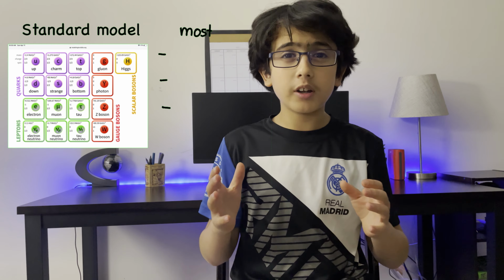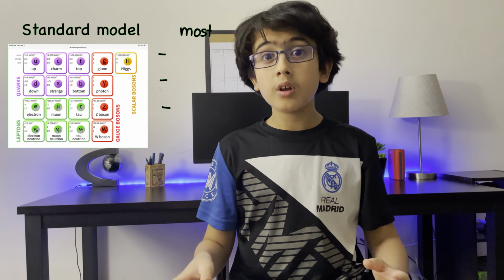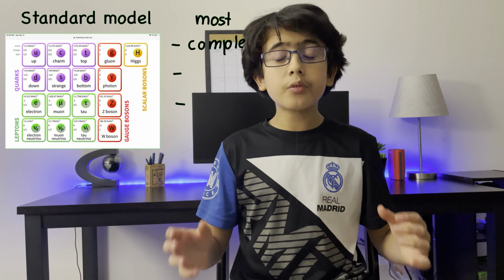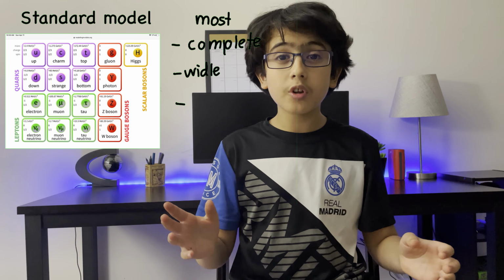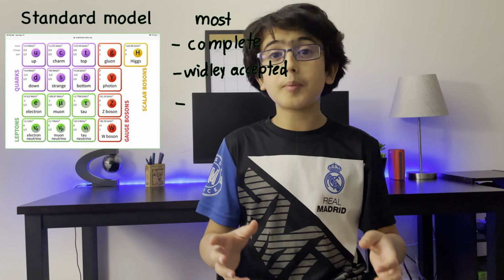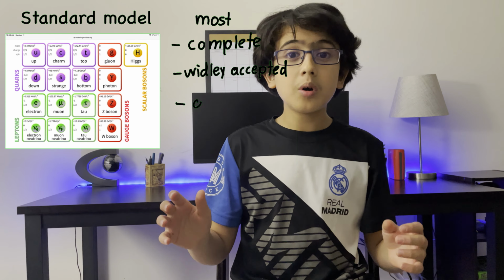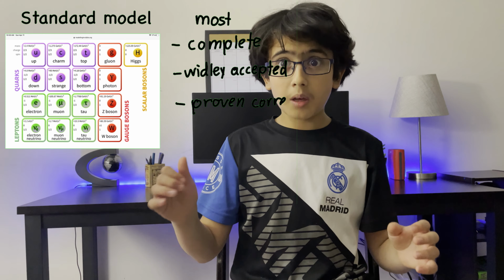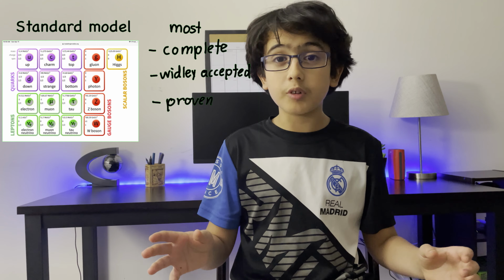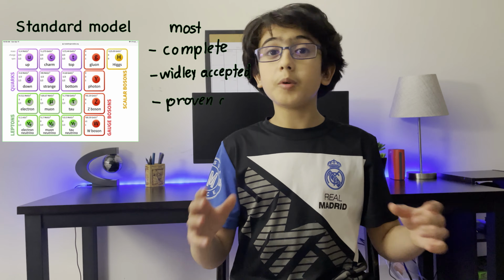Now, what you're seeing right here is called the Standard Model. It's the most complete model of all the fundamental particles in the universe, and it's the one most widely accepted by scientists. Every single particle in this model has been experimentally proven, and it's the most accurate one we have.